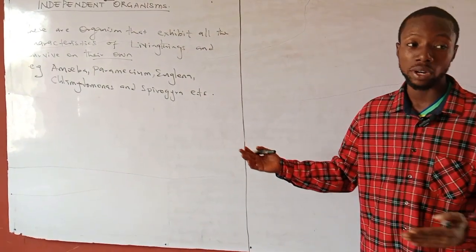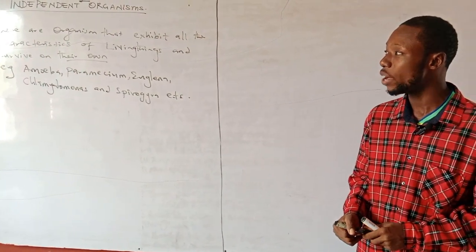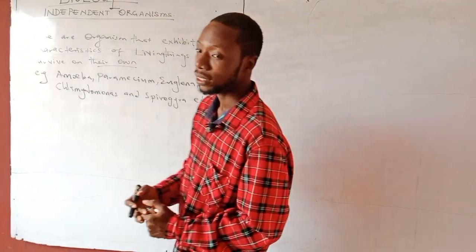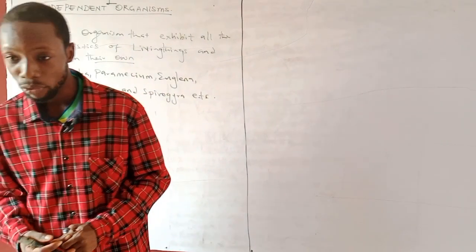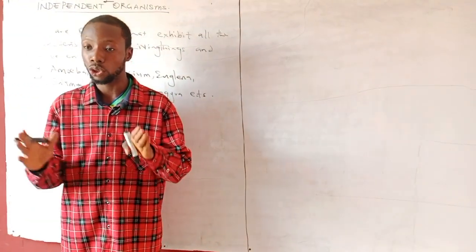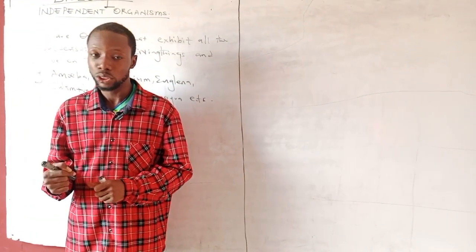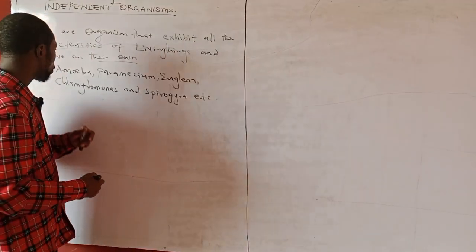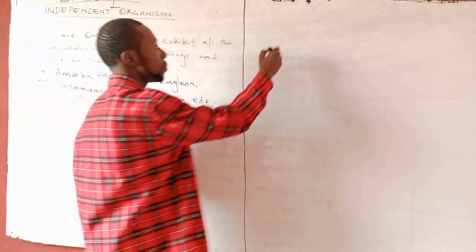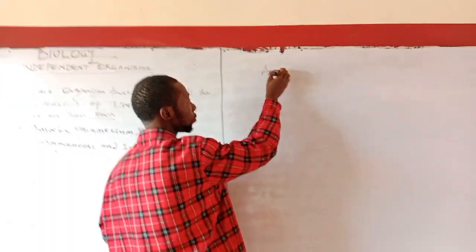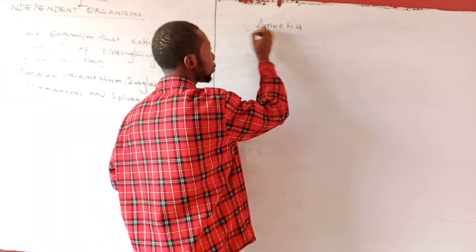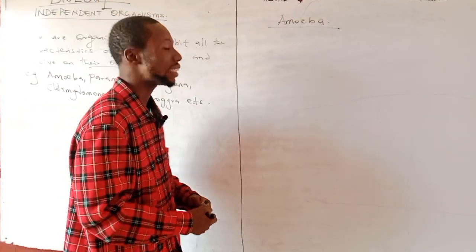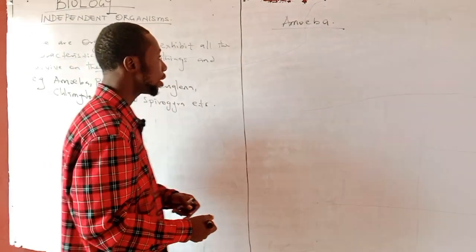We still have some other examples, but today we are going to look at the structures found in these organisms that enable them to survive. We are going to look at the structures and relate them to their functions. Number one is Amoeba. The scientific name is Amoeba proteus.